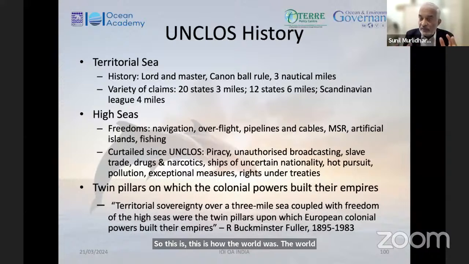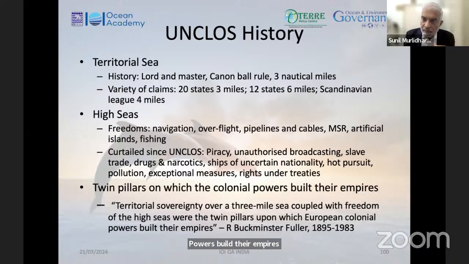The world was basically the powerful countries, the countries with their powerful navies, starting with Spain and Portugal. They could go and have a rampage, as it were, anywhere on the seas, and then go to the other coast, other country, and bomb them into submission, or get their soldiers onto the coast and then fight them into submission. And that's how the colonial powers built their empires.